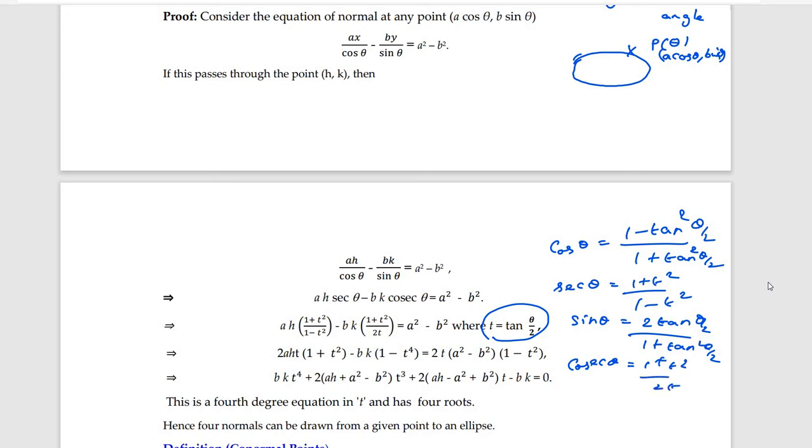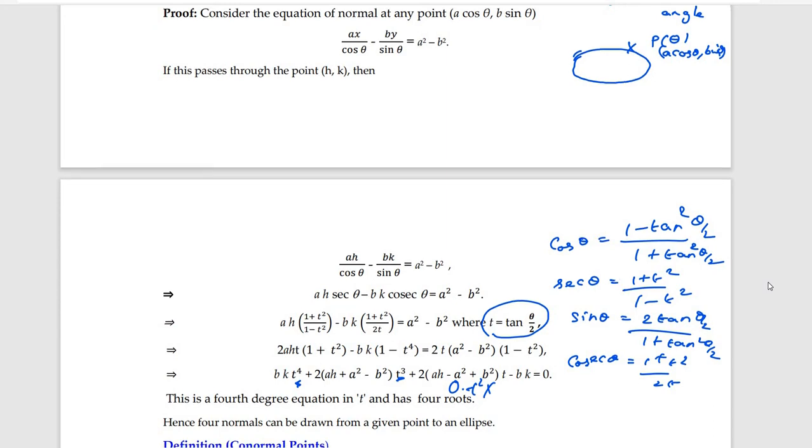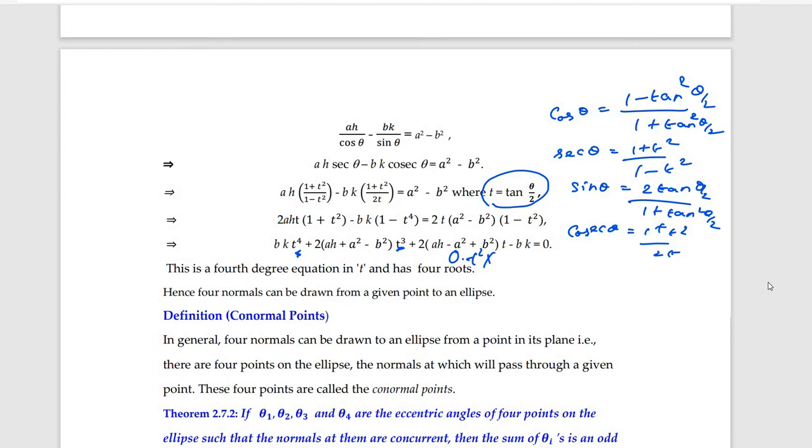That is what is written here, and then further this has to be simplified. When we collect the terms containing t power 4 and t cube, there is no t square term, that means 0 into t square. There is a term with t and the constant term. This being a fourth degree equation in t, it will have four roots. We shall name them t1, t2, t3, t4. Actually, we were trying to prove that there can be four normals, so we are stopping with that.